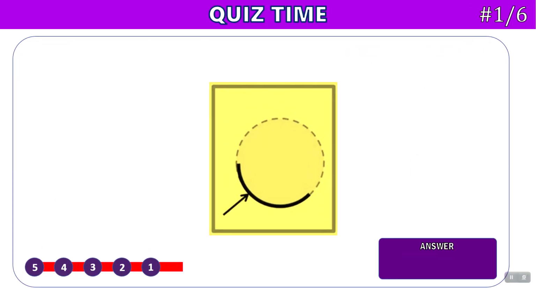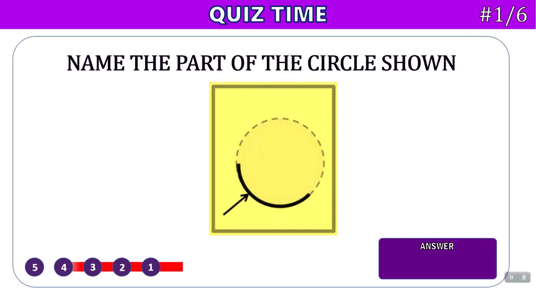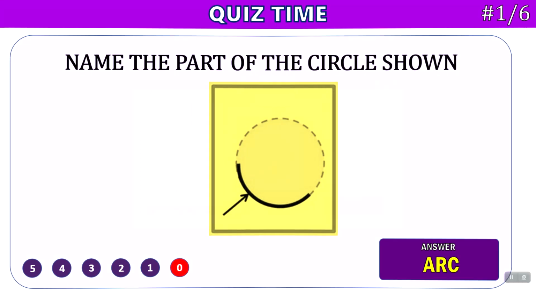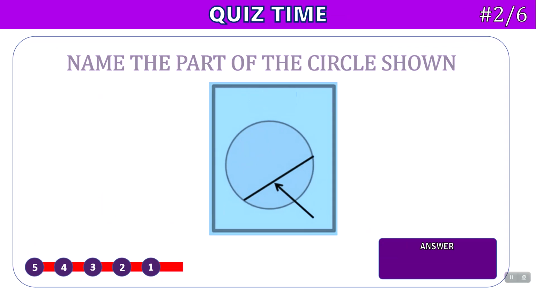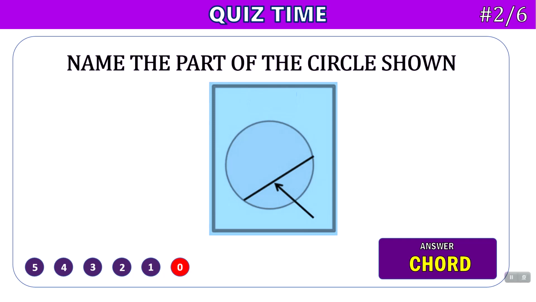And now it's quiz time. Name the part of the circle shown. You have 5 seconds. Time's up. The answer is an arc. Question 2. Name the part of the circle shown. Time's up. This part of the circle is called a chord because it starts at the circumference and ends at the circumference. Question 3.